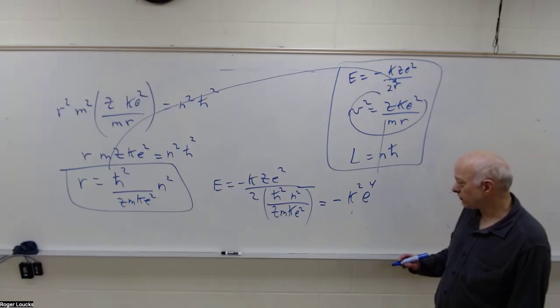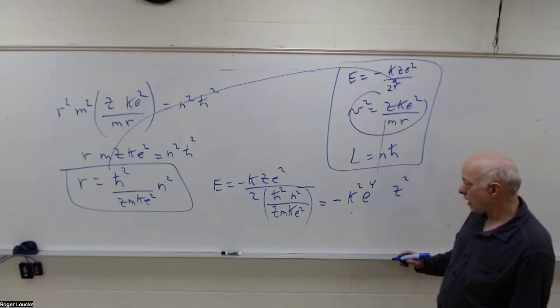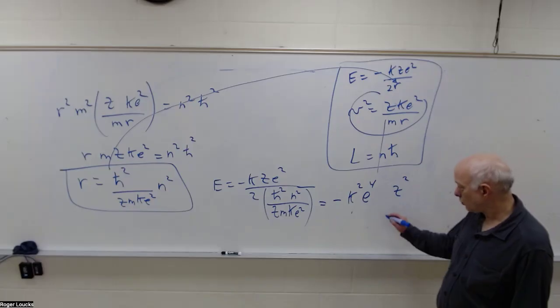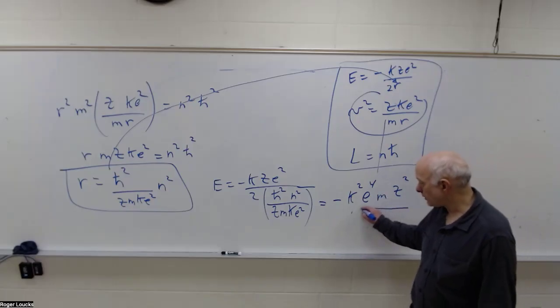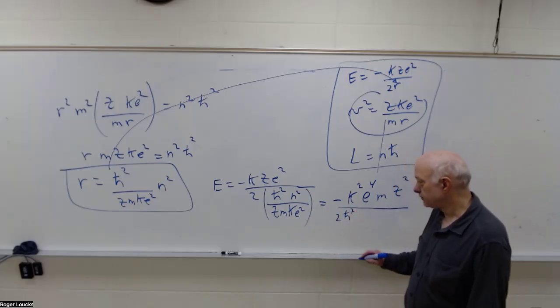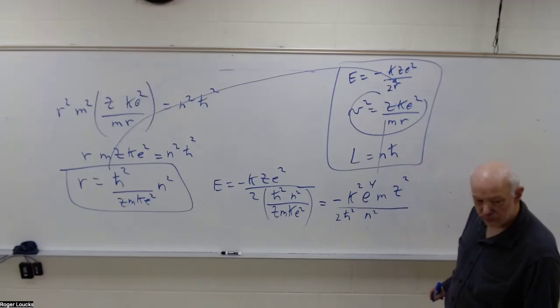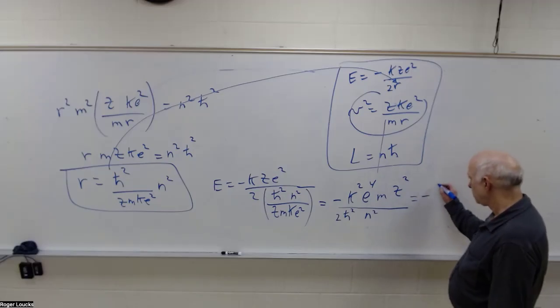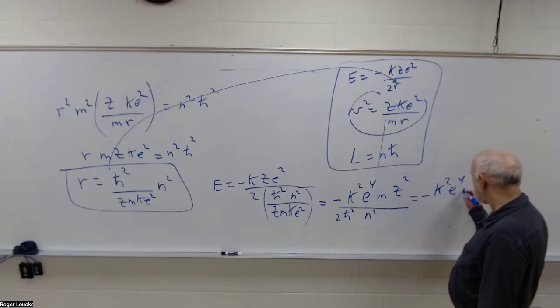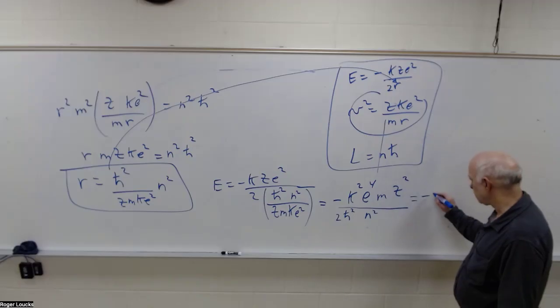How many factors of Z? On the top. How many factors of M? One on the top. What goes in the bottom? 2, so I did 2 ħ squared. Then we get the n squared here with this. I can rewrite this as minus K squared E to the 4th M. Actually, I'm going to put M first. Don't worry about why I'm putting it first. This is going to help us out a little bit.